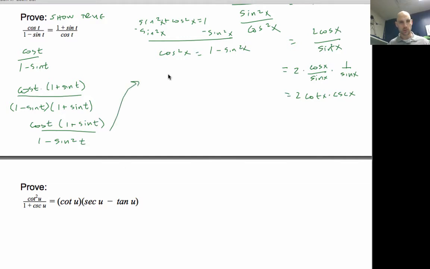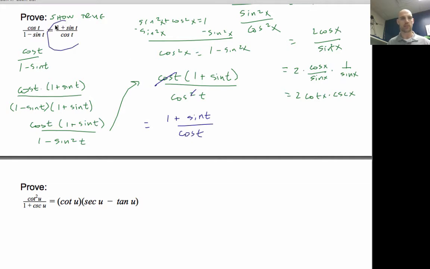So, come up here. Cosine t on top, 1 plus sine t. On bottom, I got cosine squared t. Well, look at what happens. Boom, boom, boom. Cosine goes away. So on top, 1 plus sine t. On bottom, cosine t. Check it out. Boom, right there. Looking at the sides and seeing what do I need to have for this to be true.